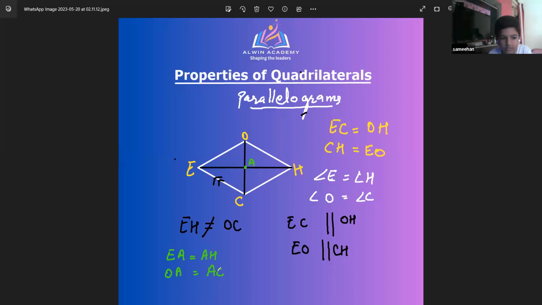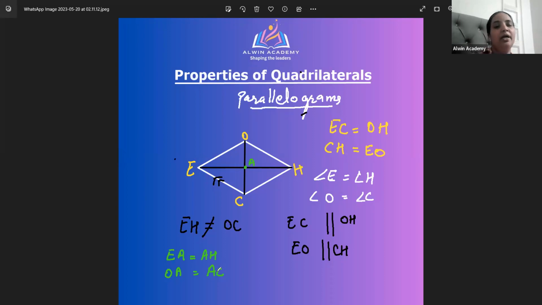Ma'am, 110. Very good. And Shrikant, you tell me one thing. If E is 70 degrees, O is 110 degrees, what is C and H? I cannot hear you, bacha. You're muted. Ma'am, if E is 70 degrees and O is 110 degrees, then H would be 70 degrees and C would be 110 degrees. Bravo. Very nice. So you have understood the properties of a parallelogram very nicely, right?